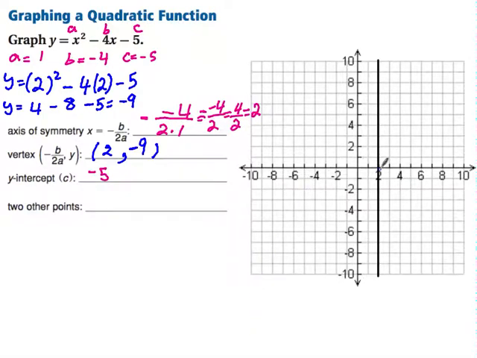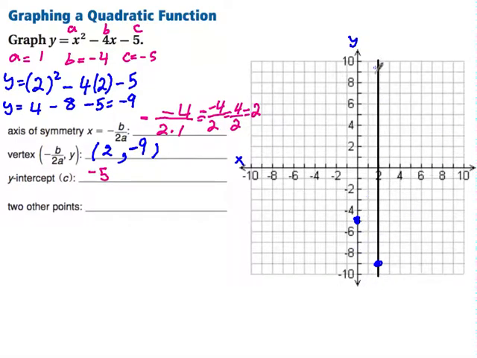Now we can put the point for the vertex on the graph, so that's 2, negative 9, and that's right here. Also, remember that word y-intercept, we saw it in chapter 5. Well, we said the y-intercept is where the graph intercepts the y-axis. This is called the y-axis and this is called the x-axis. So the y-intercept is negative 5, and that's right here. So now we have 2 points. We need a third point so we can draw the parabola.